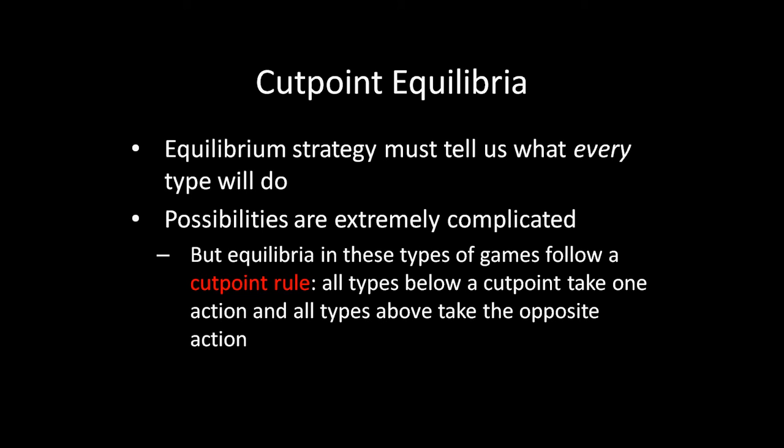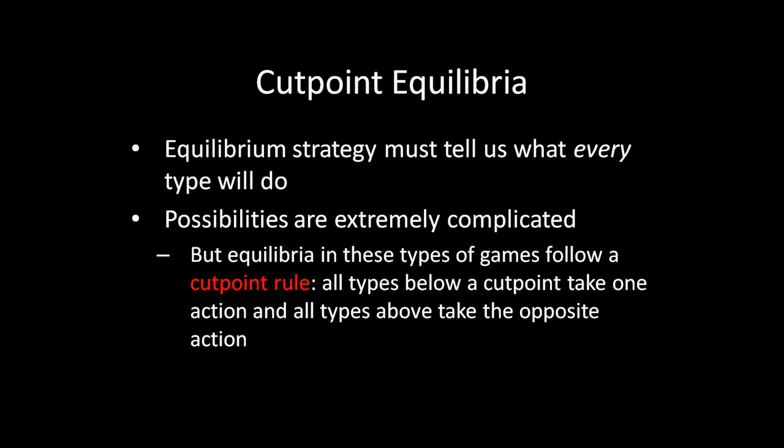Equilibria in these games tend to follow a cutpoint rule. All types below a certain cutpoint take one action, and all types above that take the opposite action. So in the case of a volunteer's dilemma, everyone with a cost below a particular cutpoint is going to volunteer, and everyone above is going to not volunteer.